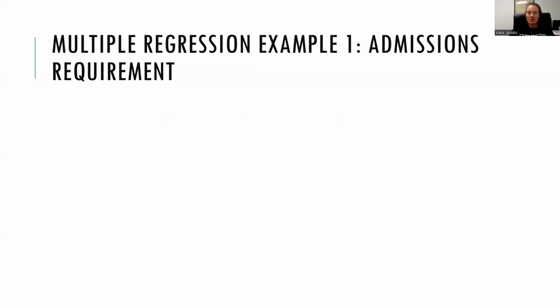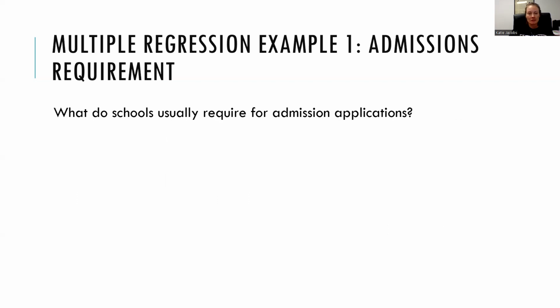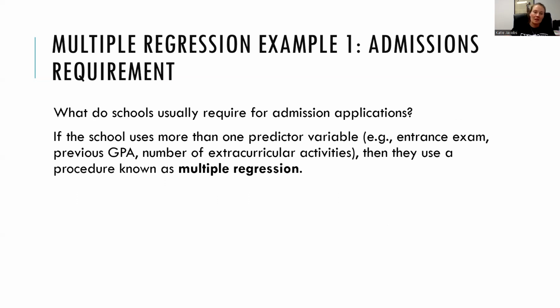All right, so multiple regression, example 1, admissions requirement. What do schools usually require for admission applications? Think about that for a minute. If the school uses more than one predictor variable, for example, entrance exam, previous GPA, number of extracurricular activities, then they would use a procedure known as multiple regression.